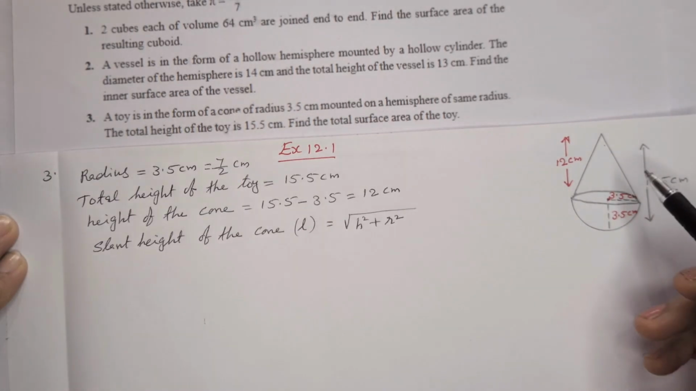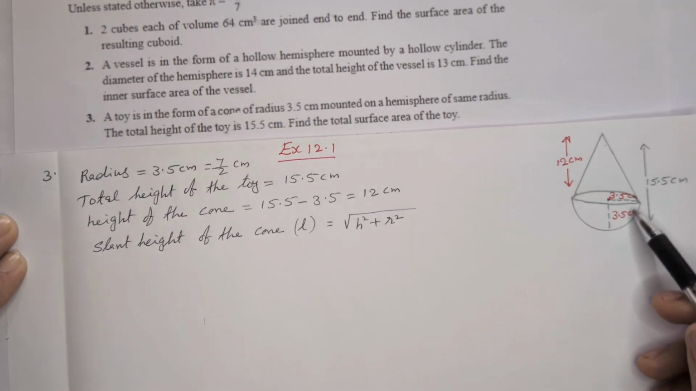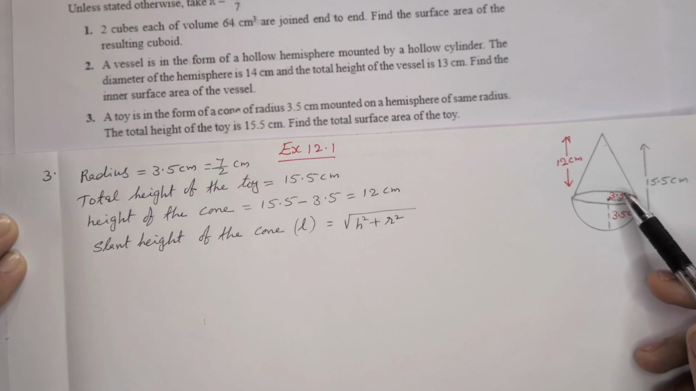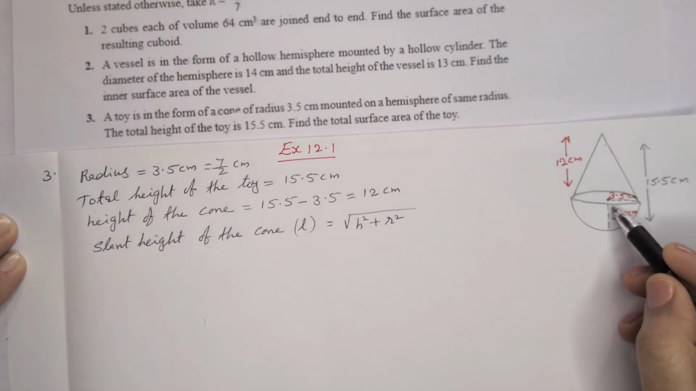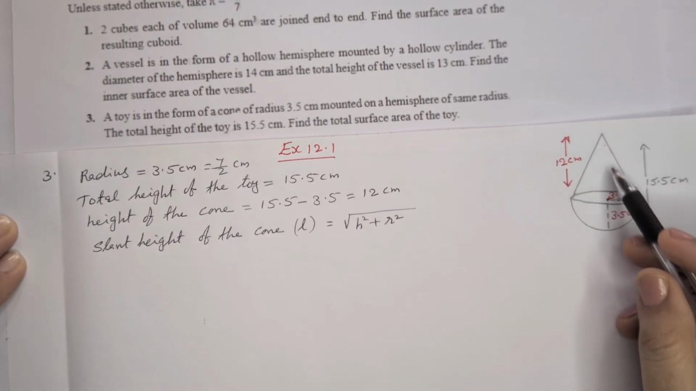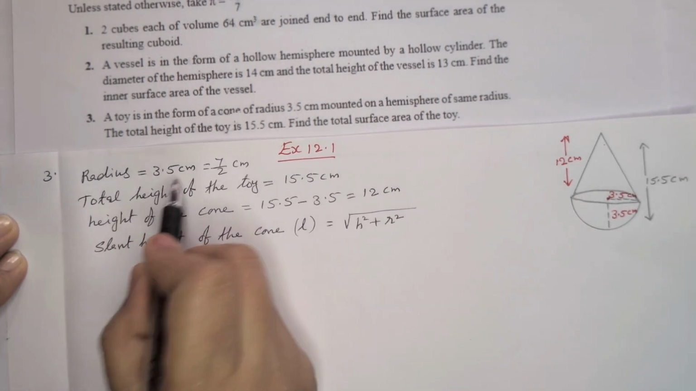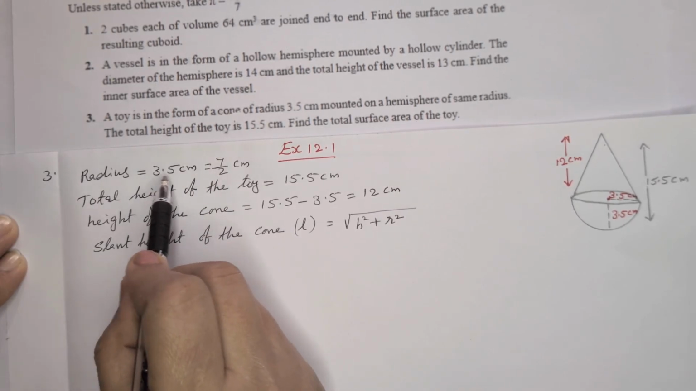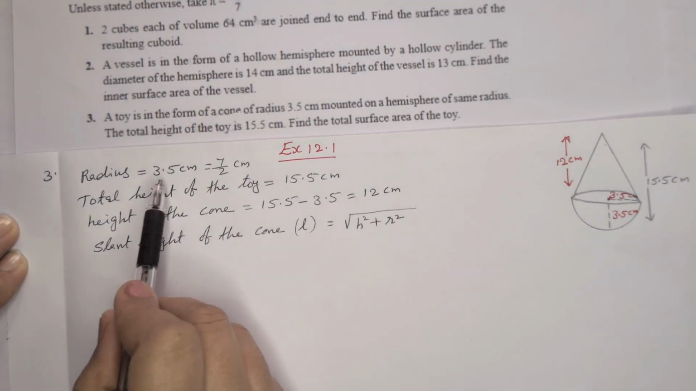A toy is in the form of a cone of radius 3.5 centimeter mounted on a hemisphere of the same radius 3.5 centimeter, and the total height of the toy is 15.5 centimeter. Find the total surface area of the toy. So radius of the hemisphere and radius of the cone are the same, that is 3.5 centimeter, which is equal to 7 by 2, just multiply by 2 up and down. So we will get 7 by 2 centimeter as the radius in fraction to avoid the decimal point.